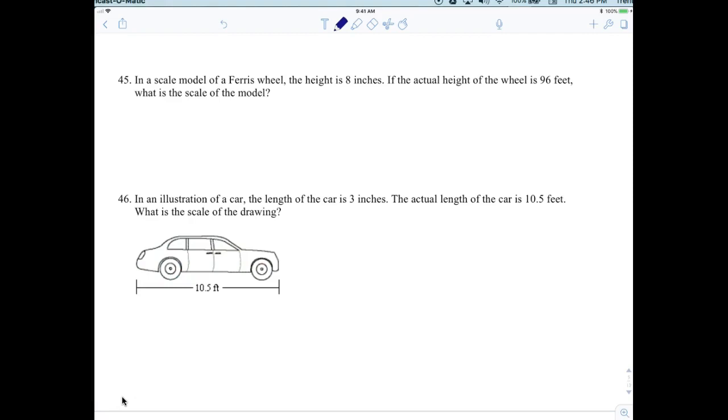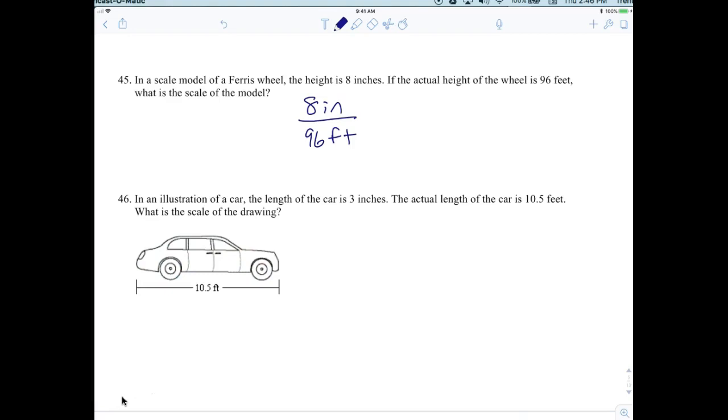Right now, if you want to know the scale, you can just say 8 inches is to what? 96 feet. That's how I want you to look at that right there. 8 inches is to 96 feet. Is everybody hearing me? Yes. Now, if you converted the feet to inches, I wouldn't be mad at you, but you're doing the scale factor when you do that.